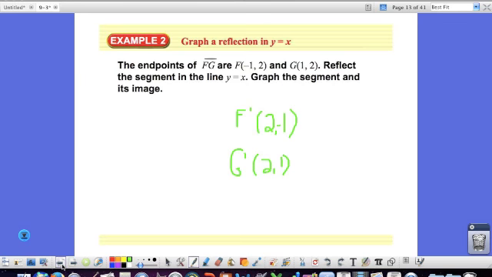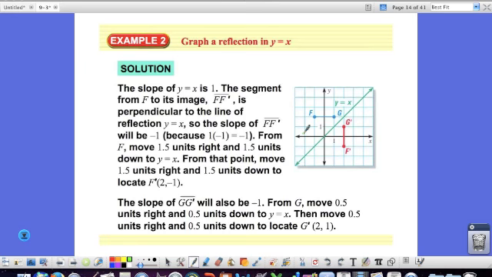FG was (-1, 2) and (1, 2). (-1, 2) becomes (2, -1). And (1, 2) becomes (2, 1).